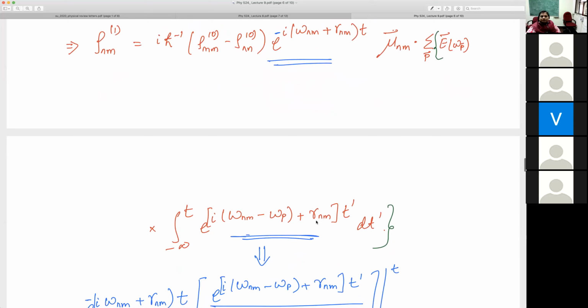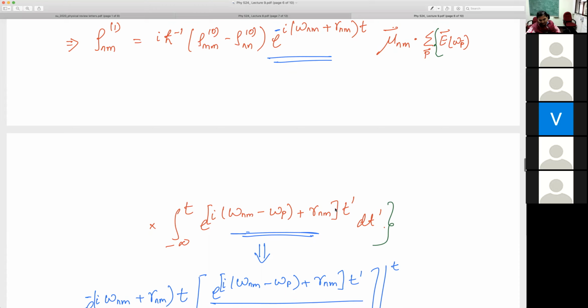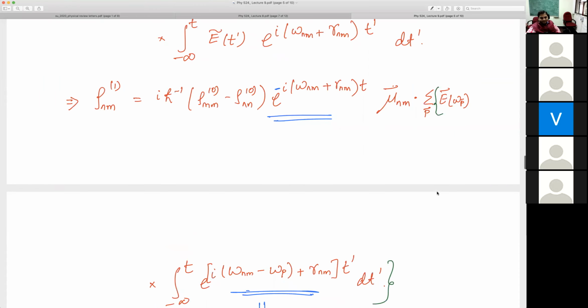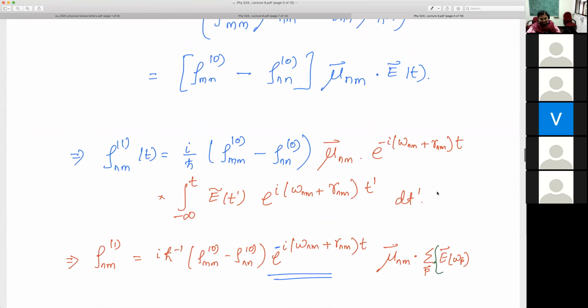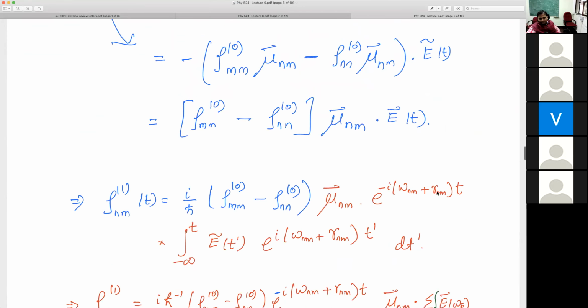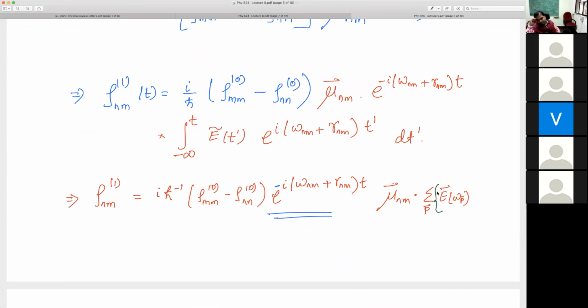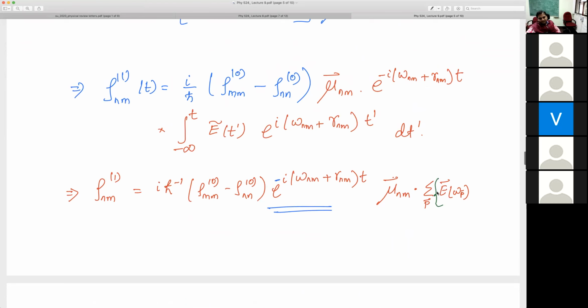And E omega p, of course, was dependent on omega p. So if I bring the t prime factors all together, then it just becomes minus infinity to t of e to the power i(omega mn minus omega p) plus gamma nm, so this factor is now written correctly at last, t prime dt prime. So I have not done anything, just rewritten our first order solution in terms of the explicit form of the dipole matrix element and the E omega p's basically.